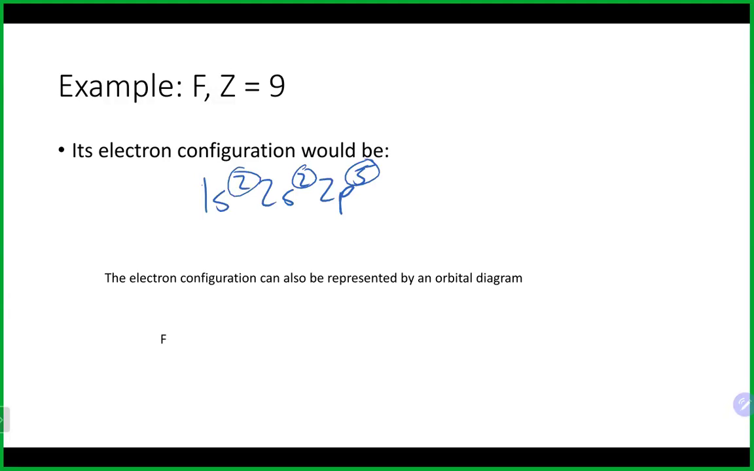9 electrons. Filling in our orbital diagram again, we're going to go up and down, up and down, up, up, up, and now come back down, down.